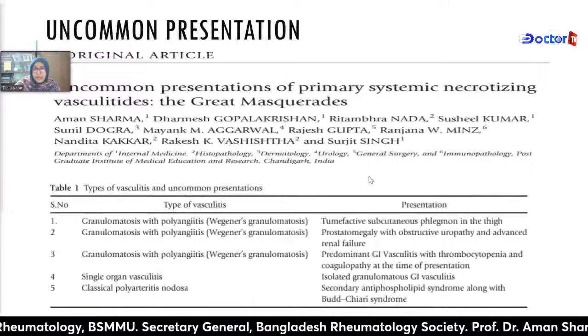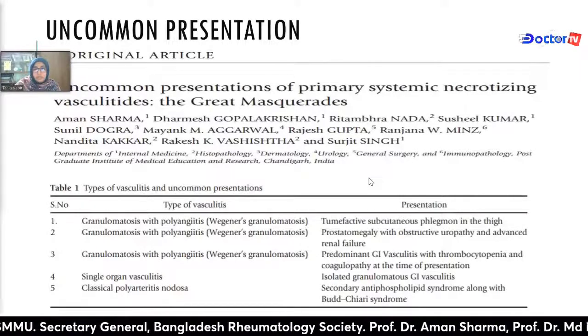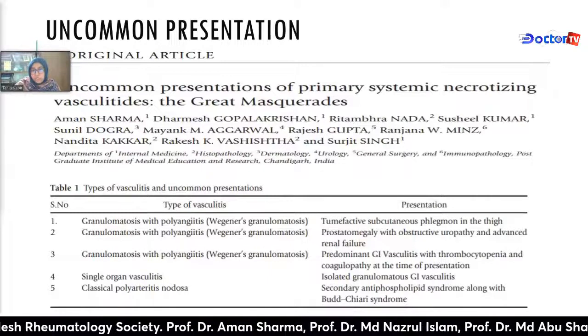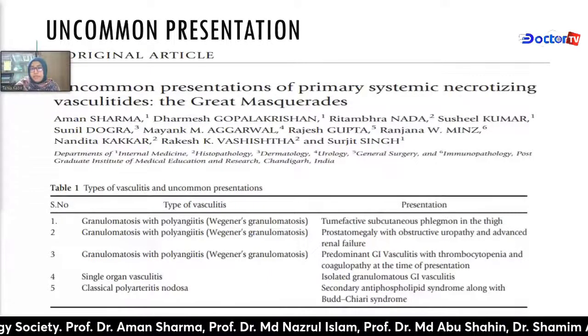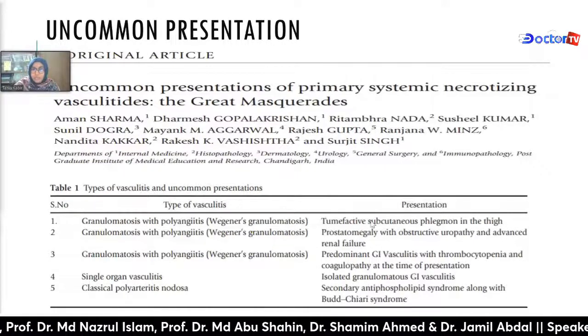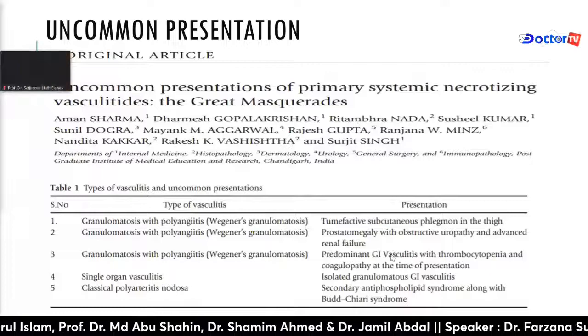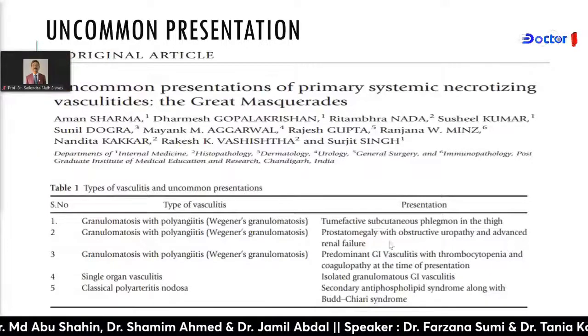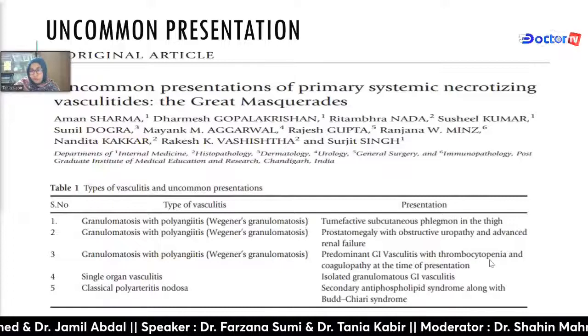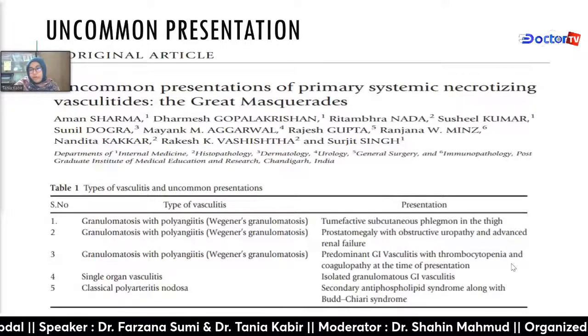This is an interesting article which I found during literature searching. There are some uncommon presentations of primary systemic necrotizing vasculitis, where GPA was presented as pneumofective subcutaneous phlegmon in the thigh. Another presentation was prostatomegaly with obstructive uropathy and advanced renal failure, or predominant GI vasculitis with thrombocytopenia and coagulopathy at the time of the presentation.